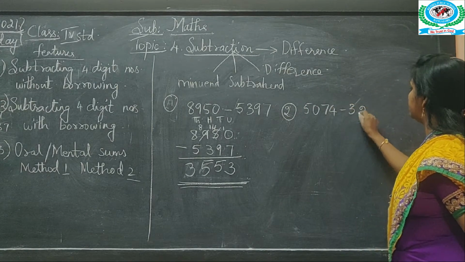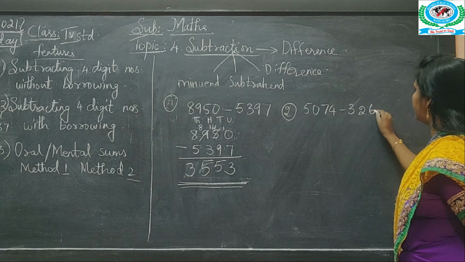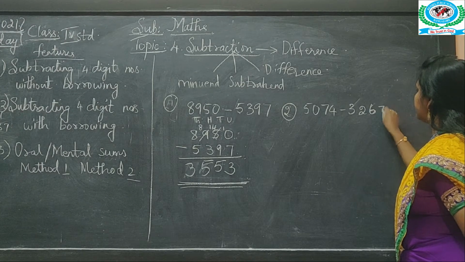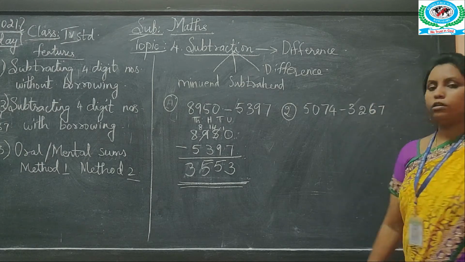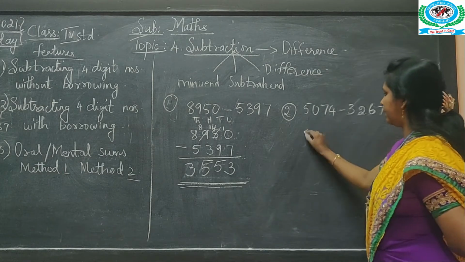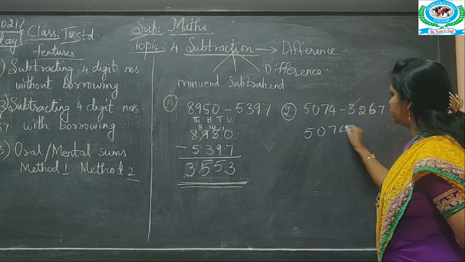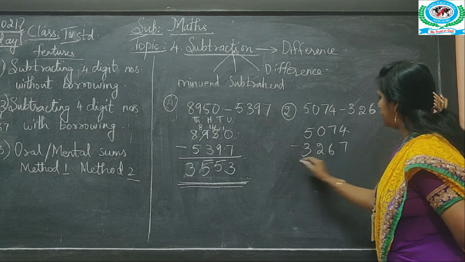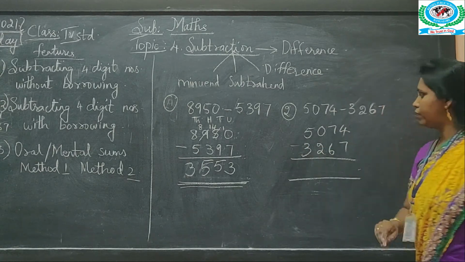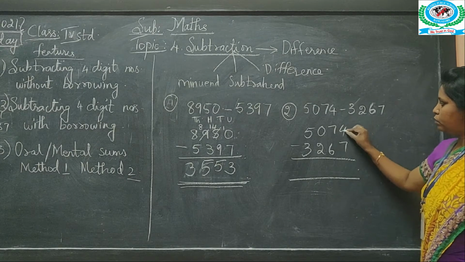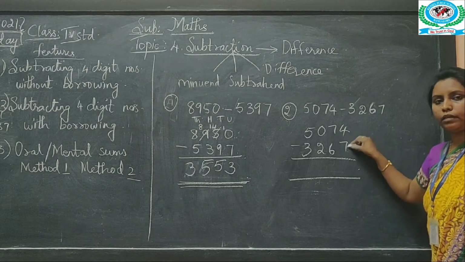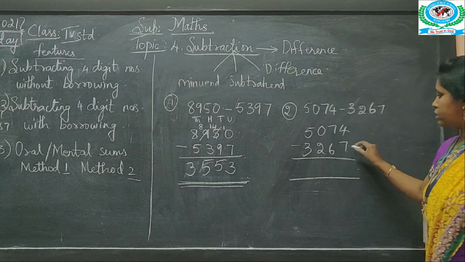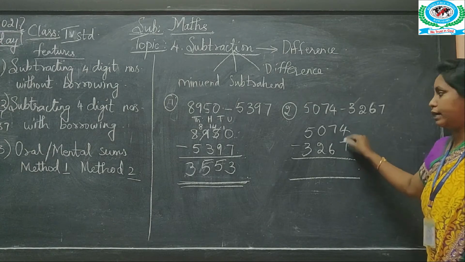Okay. For another example, if I give you a number like 5074 minus 3267, how are we going to subtract this? Again, arrange them in the place value chart. 3, 2, 6, 7. Then what you have to do is, now you have this 4 and 7. Can you subtract this and this? No, because again this 7 is a greater number than 4.